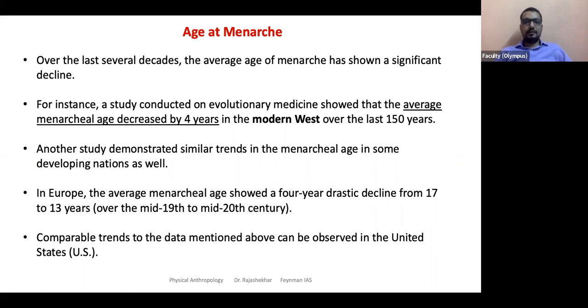What is the average age of menarche? Over the last several decades, the average age of menarche has shown a significant decline, meaning it is becoming earlier than usual. There is a decreasing trend in the onset of menarche, a global trend.